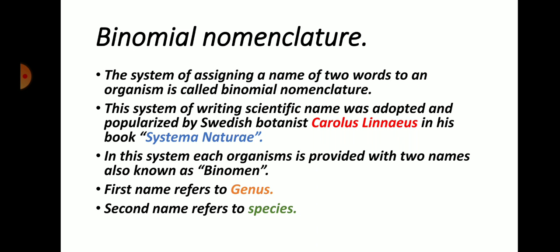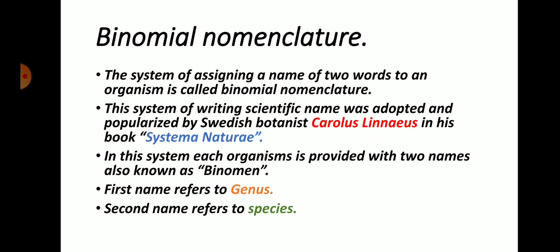So this work of Linnaeus became a foundation of systematics, so he is known as the father of systematics. In this system, each organism is provided with two names, also known as binomial name. The first word refers to the genus name, and the second word refers to the species name. The genus name begins with a capital letter and the species name begins with a small letter. Both names must be Latin and written in italics.